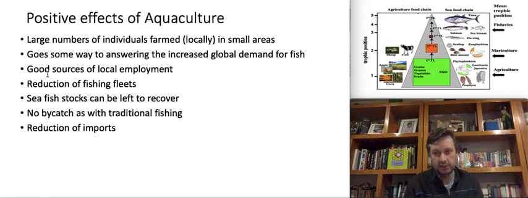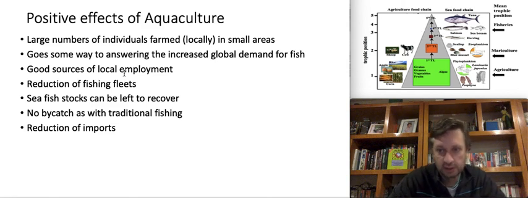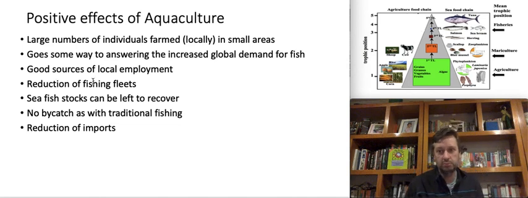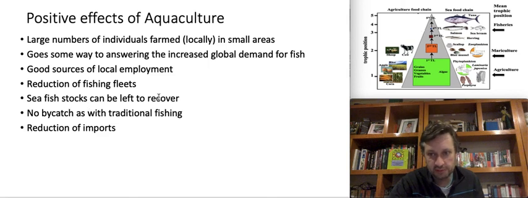It's an answer towards the increasing global demand for fish. It's got to come from somewhere. A good source of local employment. You can build your fish farm locally and therefore cut down on the huge costs and huge environmental damage of transporting these aquatic resources across the globe. The knock-on effect of reducing pressure on fisheries, sea fisheries, reducing the necessity of fishing fleets. It could enable fish stocks to recover, to be exploited again in the future.